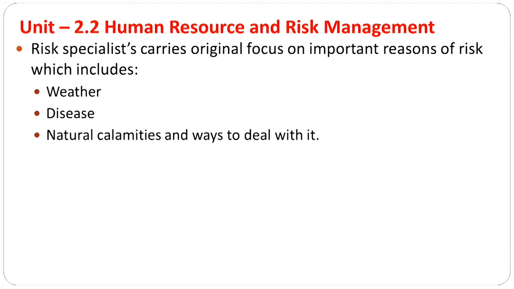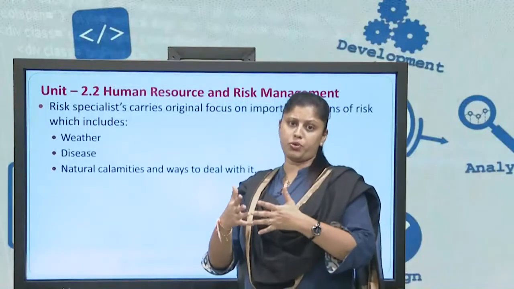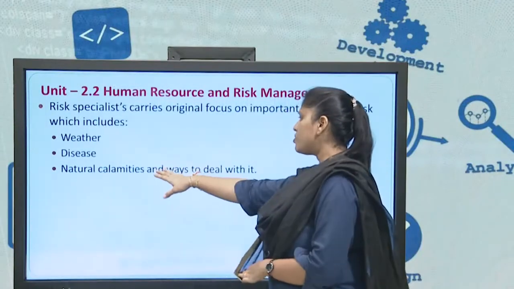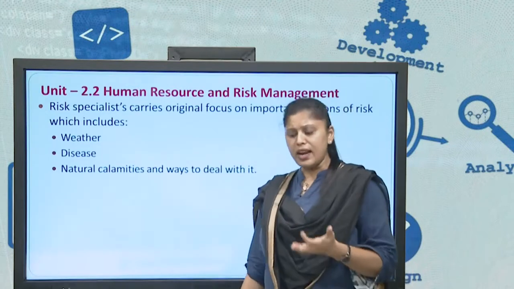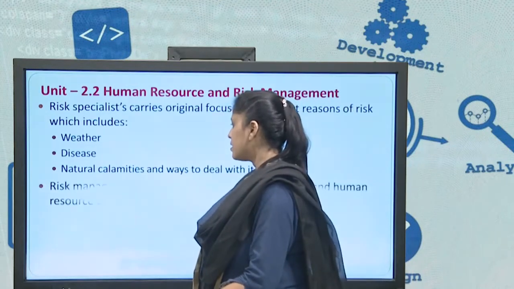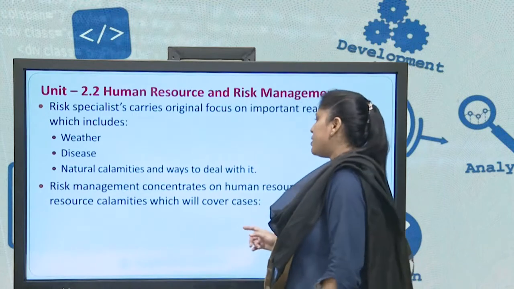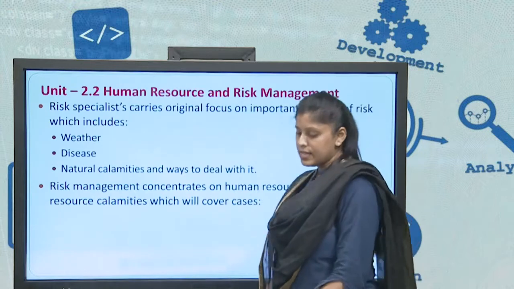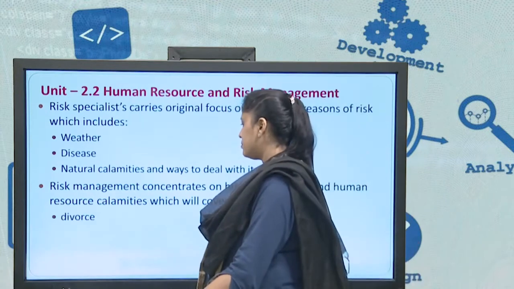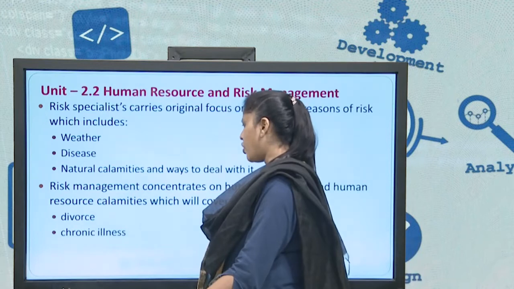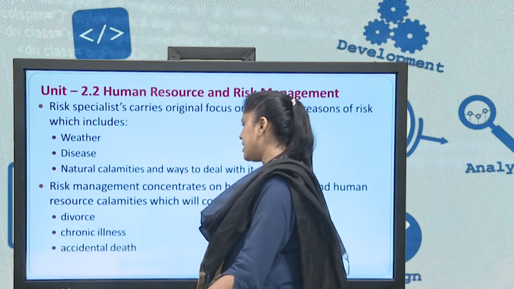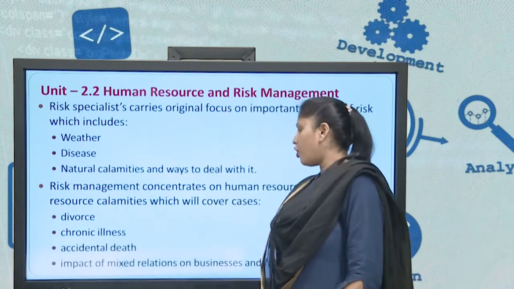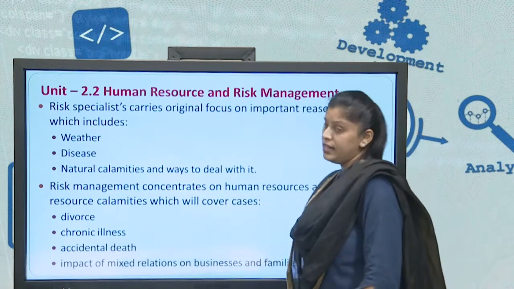Then disease. If somebody is going through some chronic disease, then we need to actually take care of them; you need to provide them with medical treatment, and you need to see natural calamities and ways to deal with that particular risk. It says that risk management concentrates on human resource and human resource calamities, which will cover cases like divorce, chronic illness, accidental death, and impact of mixed relations on business and families.